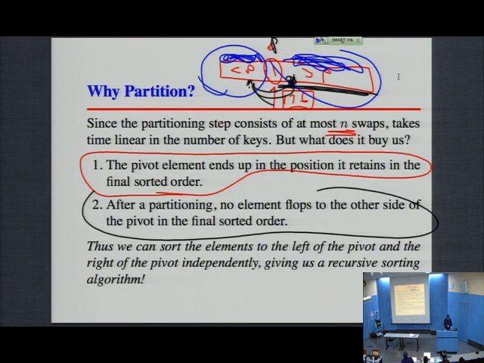Now we can independently sort this part, and then sort this part. And once they're in the proper places, the entire thing is sorted. Okay? Any questions?